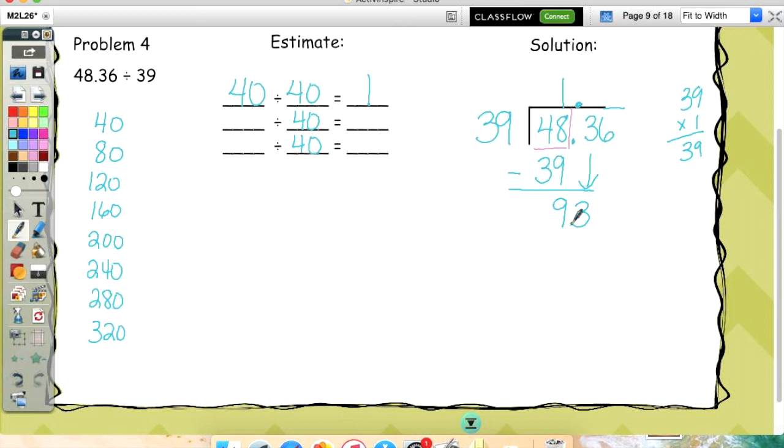Now, which number over to the side is closest to 93? Brandon? 80. So, Brandon, what's 8 divided by 4? Did he say 2? Okay, so in the guess and check, what do I write, Eduardo? 39 times 2. Is that going to work? Yeah. Okay, the 2 goes directly above the 3.